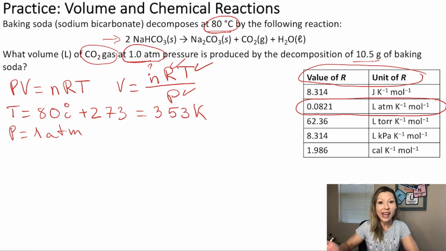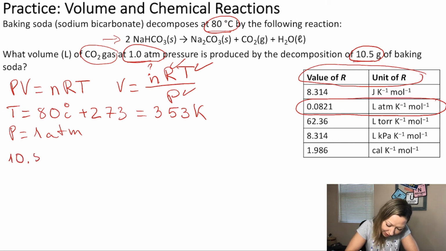How can we do that? Well, let's use reaction stoichiometry. Because the grams of baking soda is given to us, we can calculate the moles of baking soda and use the equation to figure out the moles of carbon dioxide gas. So let's start with the grams of baking soda, which is sodium bicarbonate, NaHCO3, which is a solid.